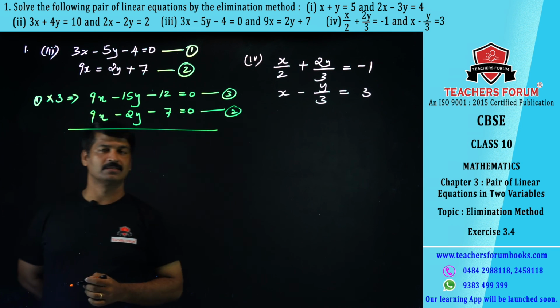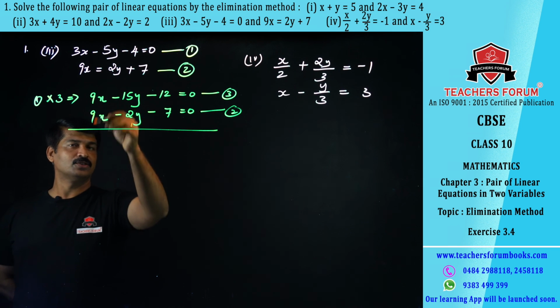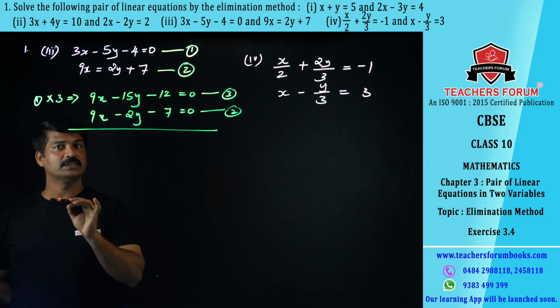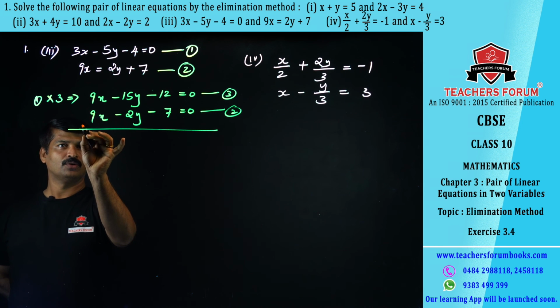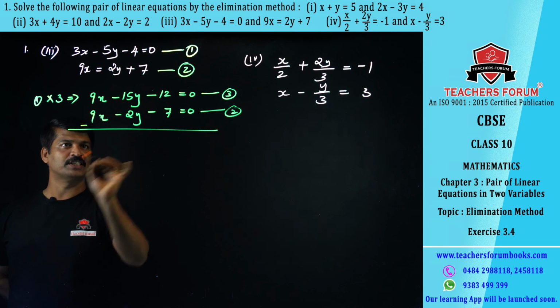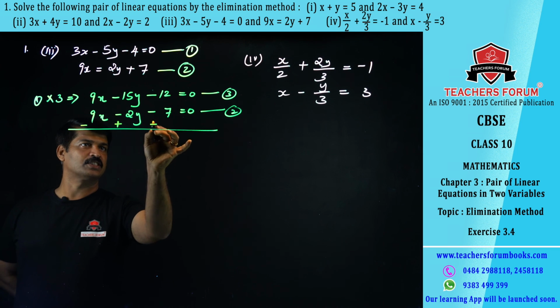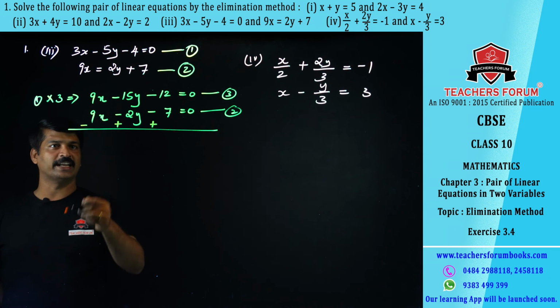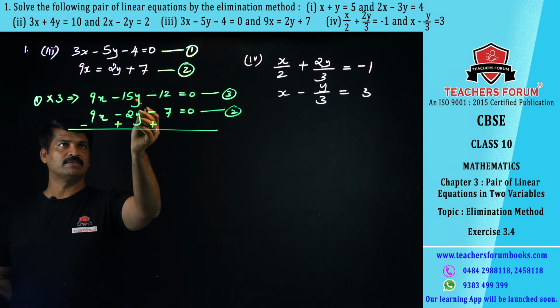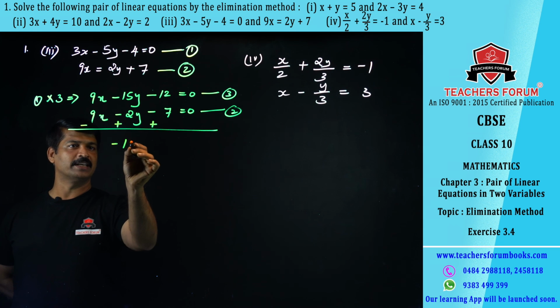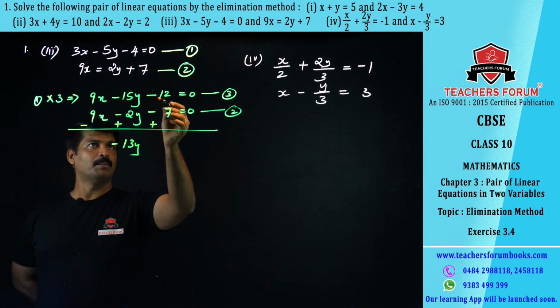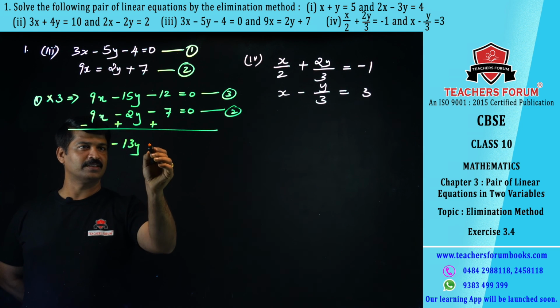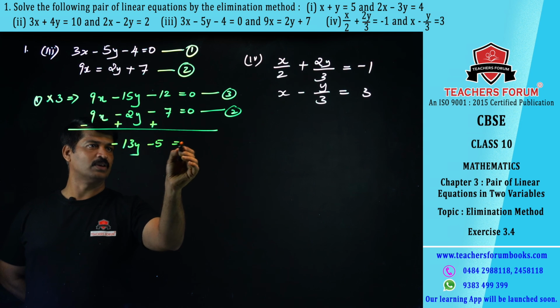Now the coefficients of x are equal in the two equations. What you have to do? Just subtract. So the sign changes and you can just add it. So 9x minus 9x becomes 0. Minus 15y plus 2y, you will be getting minus 13y. Minus 12 plus 7, that is minus 5, equals 0.